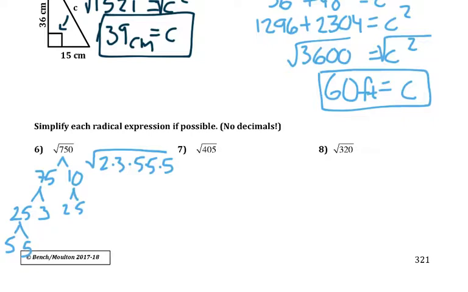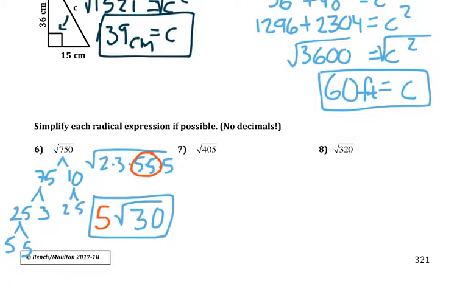So notice that there is one pair of 5s. So we're going to have a 5 on the outside of our square root. Left inside is 2 times 3 times 5. Well, 2 times 3 is 6 times 5 is 30. So we're going to have 5 root 30 as the simplified radical expression.